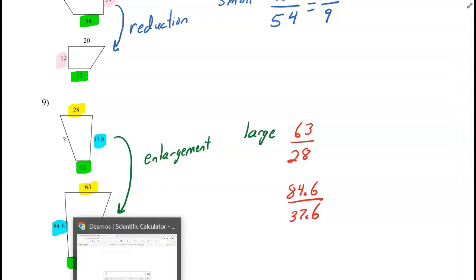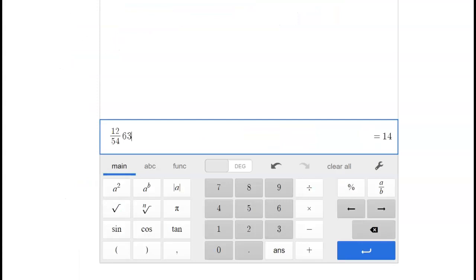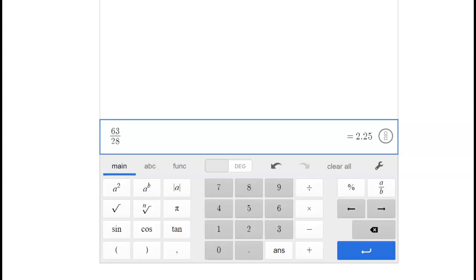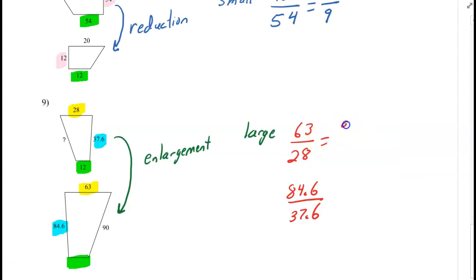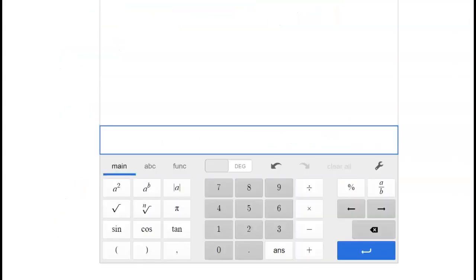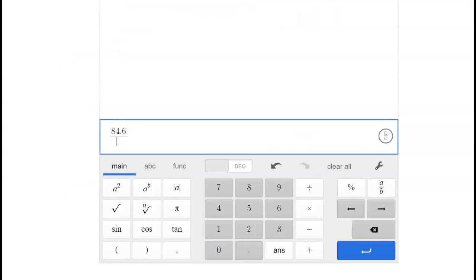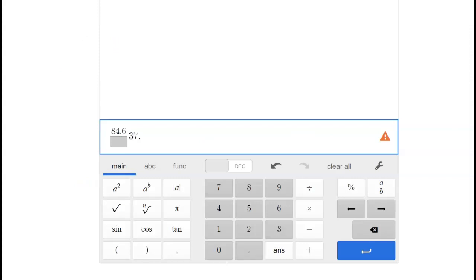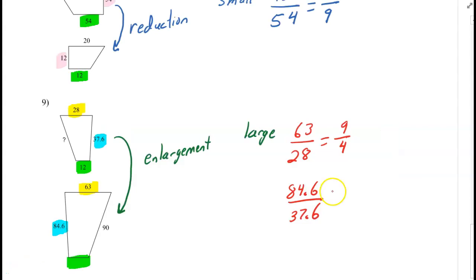So let's take a look at the calculator. 63 divided by 28. 2.25, it's an enlargement. That's 9/4. So this is equal to 9/4. Just to check it, I'm going to use those other two values, 84.6 divided by 37.6. Notice I get the same scale factor.